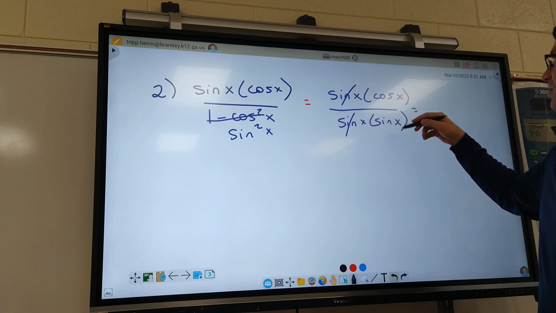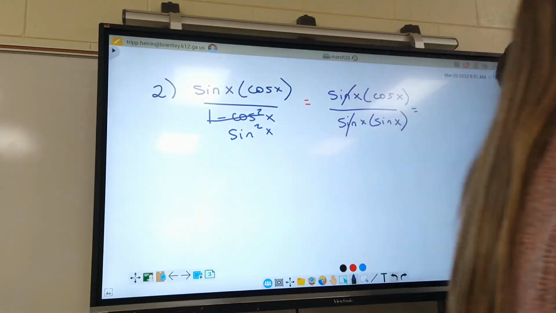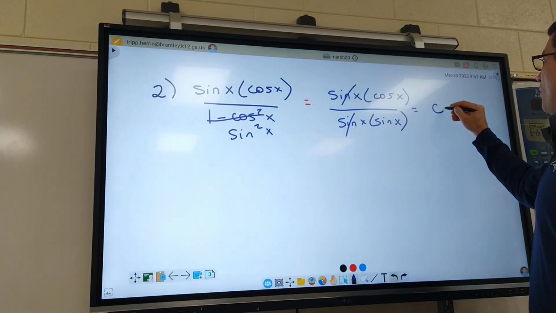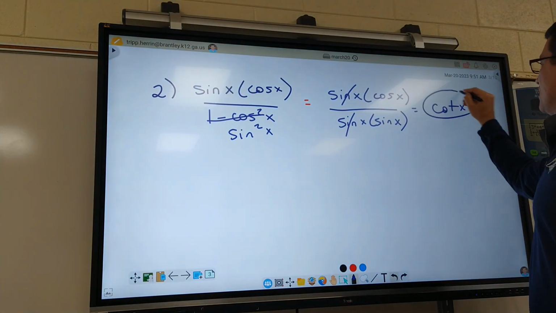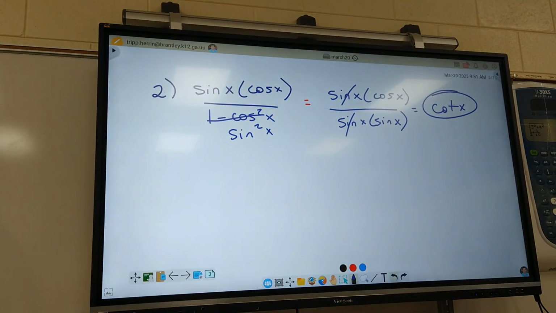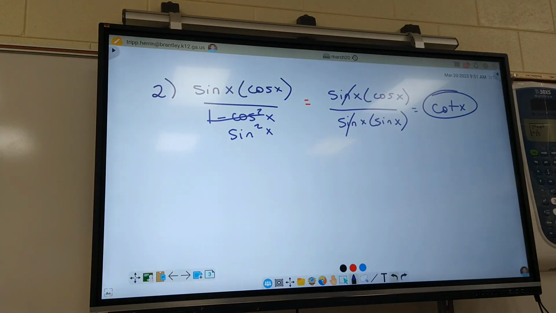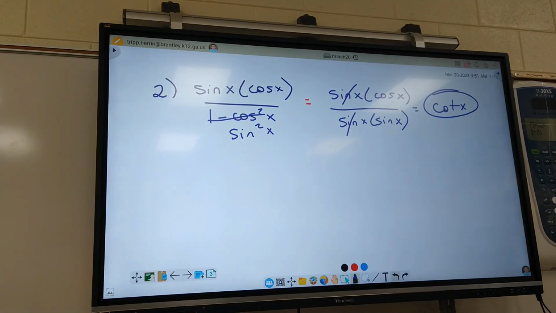My answer is cosine over sine, which can change into cotangent. Now, why do we have to change it? Because we're trying to simplify these down to where it's one word, one trig function, or either a number. So when you get it simplified down to one word, you are good. How does it change to cotangent?